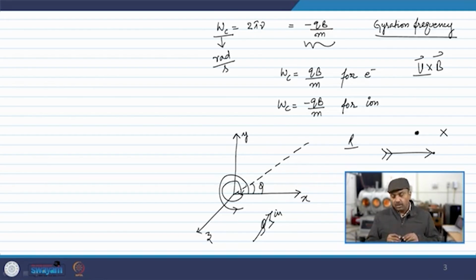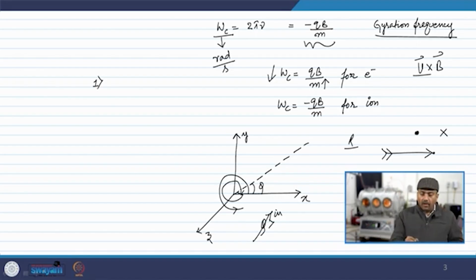So, it is obvious at this point that the electron and the ion will not rotate in the same direction, they will rotate in opposite directions to each other, and since the mass of the ion is larger, the frequency of the rotation will be smaller. What does it mean? The number of rotations that the ion will make per second will be small in comparison to the electrons. So, in order to comment, these are the issues right now, we have to know the direction of rotation.